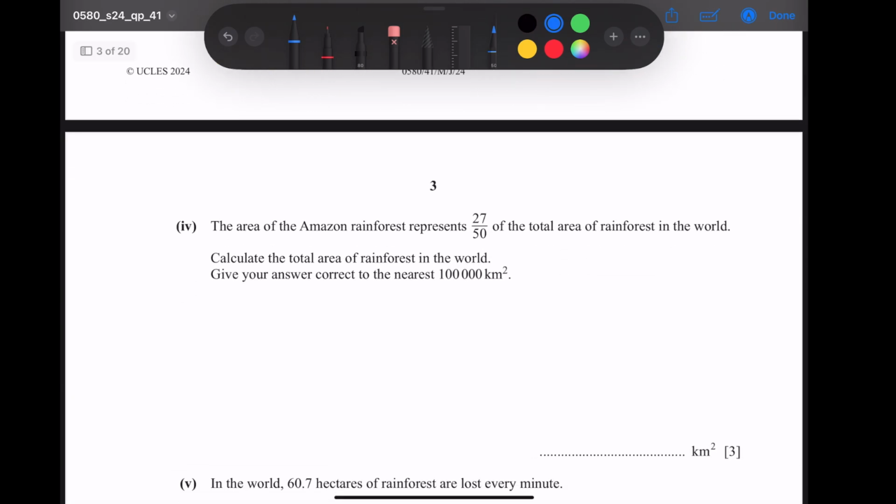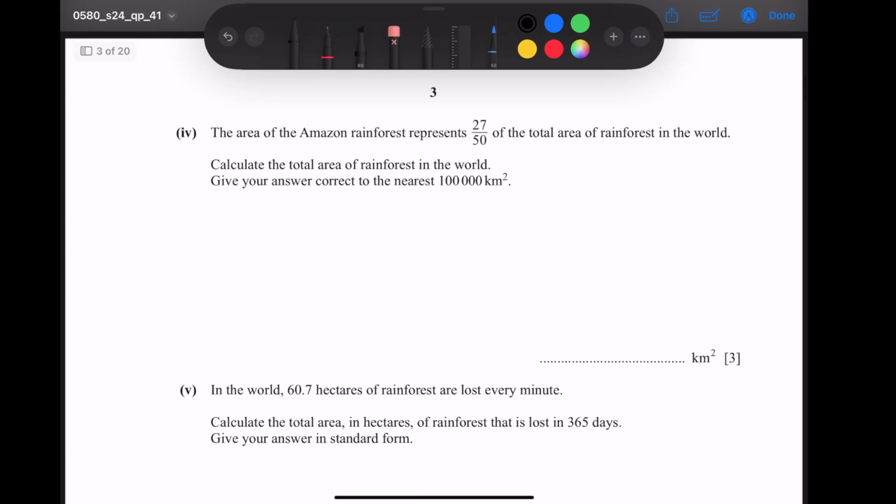Now for IV, the area of the Amazon rainforest represents 27/50 of the total area of rainforest in the world. Calculate the total area of rainforest in the world and give your answer correct to the nearest 100,000 kilometers. So the table in the previous question established that the Amazon rainforest area is equal to 5,500,000. Now this can be represented as 27/50 of the total area of rainforest in the world. So if the total area is equal to X, this means that 27/50 times X is equal to 5.5 million, i.e. the area of the Amazon rainforest.